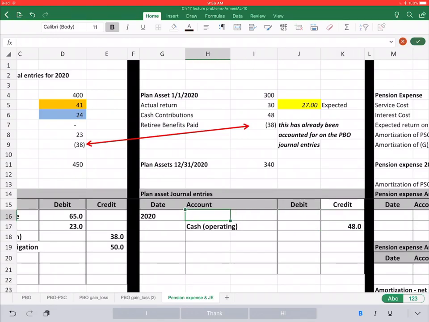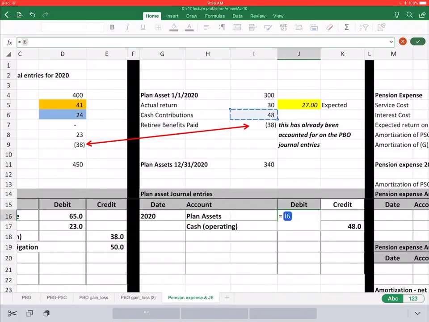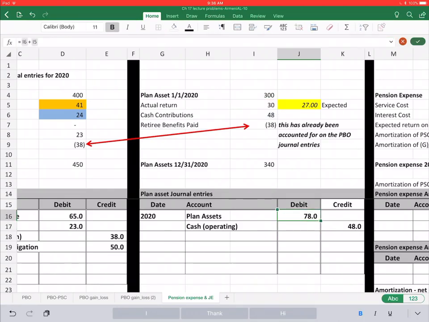So again, one of the things that's going to be affected is obviously going to be plan assets as well, right? Our plan asset account is going to be increased by the cash contributions, and it's going to be increased by the $30 million actual return. So there's two components of our entry. The last piece of this is going to be to account for the expected return, and then what we said was going to be a gain.